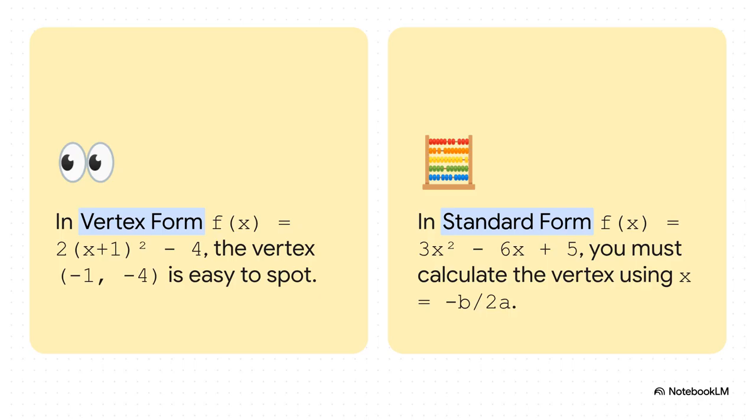If you have what's called vertex form, it's awesome. The climax is just staring right at you. You can literally just look at the equation and see the vertex is at (-1, -4). But if it's in standard form, it's a bit more of a mystery. We have to pull out a special tool, this little formula, x equals -b over 2a, to figure out exactly where that turning point is.